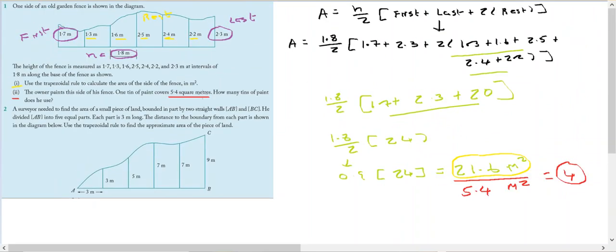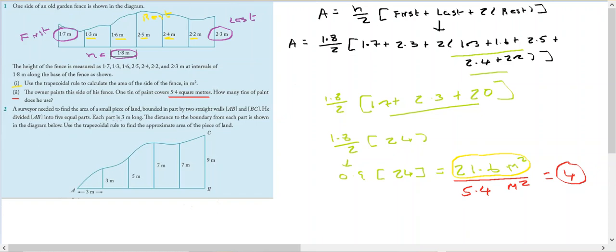So then the next question is, our surveyor needs to find the area of a small piece of land bounded in part by 2 straight walls. Okay, AB, so you have this wall here, AB, and BC. So this is like land, you're looking down on the land. And he divided AB into 5 equal parts. So he divided it up into these equal parts.